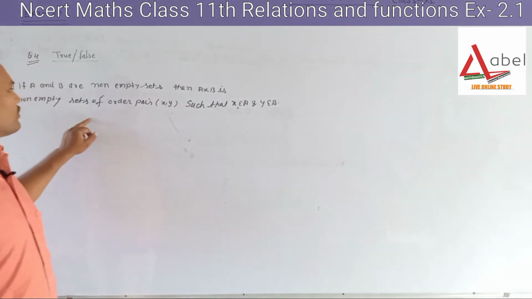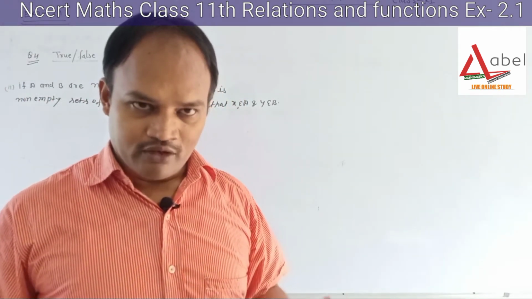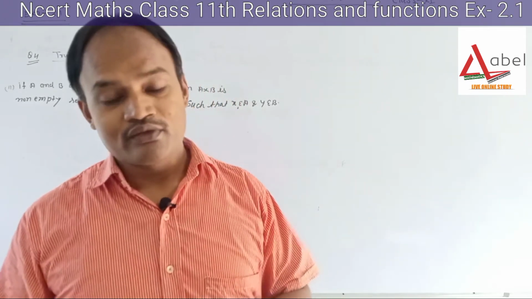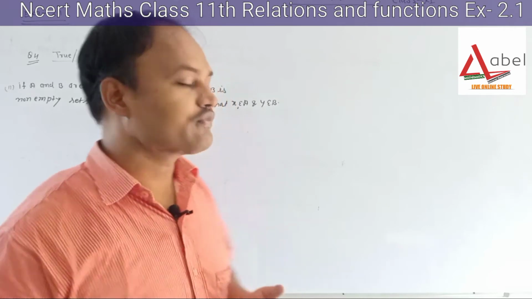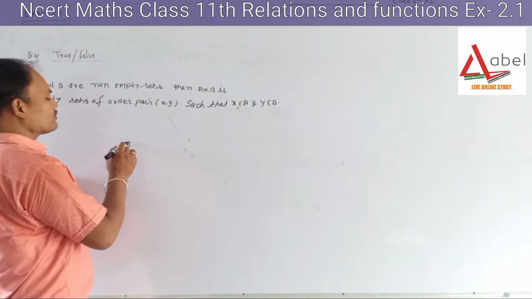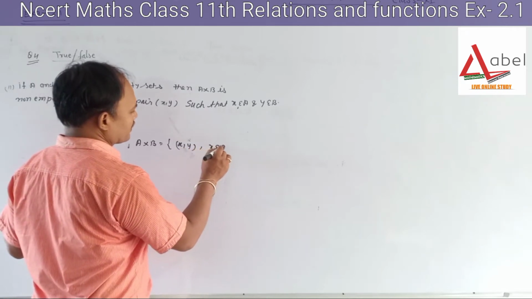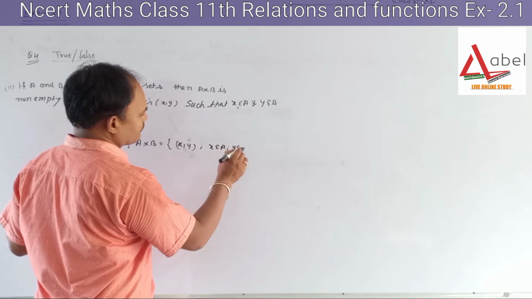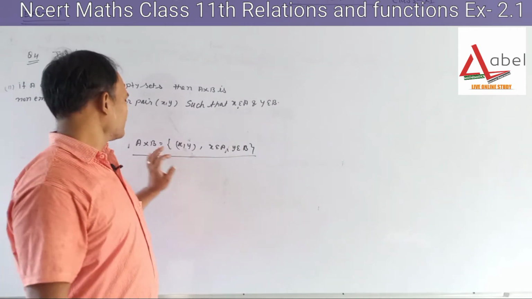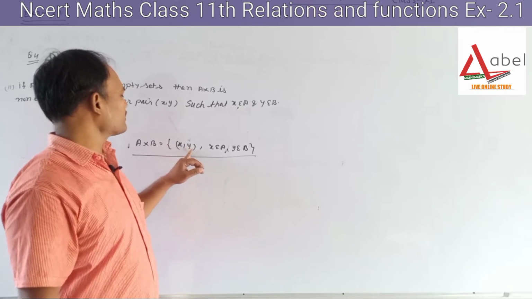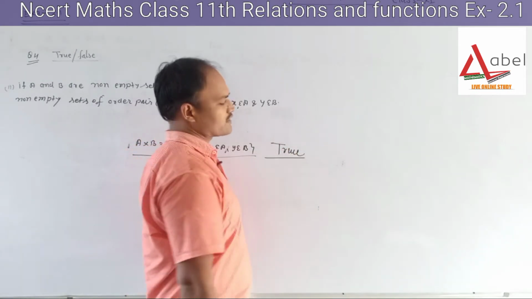Then A cross B is a non-empty set of ordered pairs x comma y. It means the result is x comma y, where x belongs to A and y belongs to B. It is totally true, because when we multiply two sets, the first element is always from A and the second element is always from B. A cross B means x comma y such that x belongs to A and y belongs to B. So students, it is true. We can say that your answer is true.